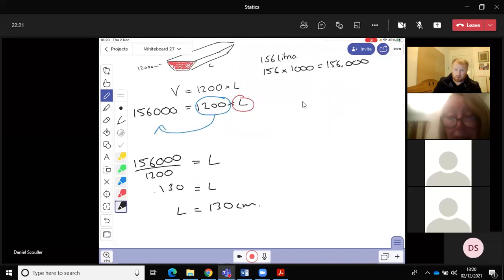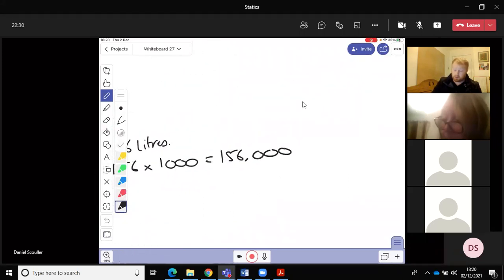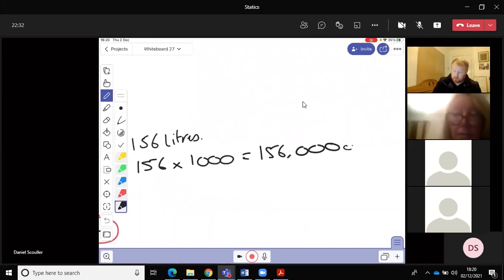Centimetres or centilitres? Centimetres. So it's a length. Right, okay. So we changed the litres into centimetres cubed. So that's what we were doing there. Yeah, I agree, it's quite a confusing one.